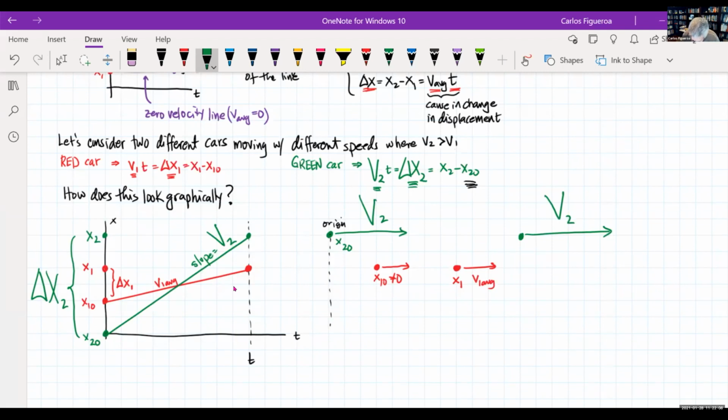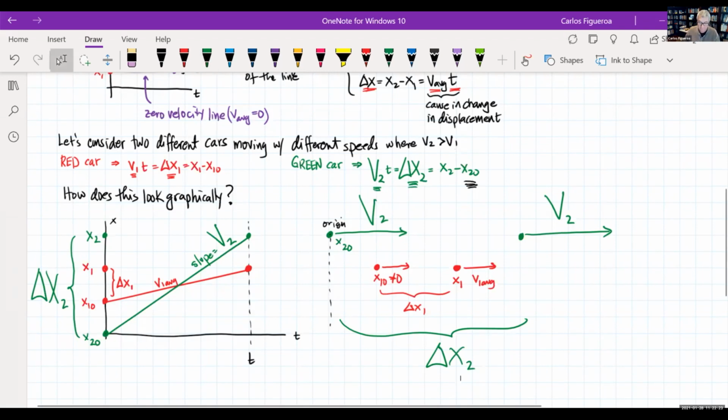And so what you're seeing here is that these positions are telling you how big of a displacement this is. And that's exactly how it looks on the graph. Okay.